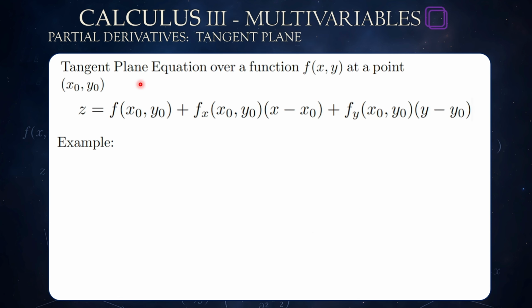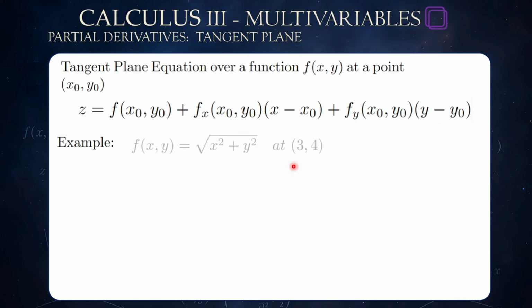Another concept is the tangent plane equation over a function f(x,y) at a specific point (x0, y0). So what would be the equation of that tangent? z equals f(x0, y0), which is the value of f at (x0, y0), plus the derivative of f with respect to x at (x0, y0) times (x minus x0), which gives you the slope in the direction of x, plus the derivative of f with respect to y at the same point (x0, y0) times (y minus y0).